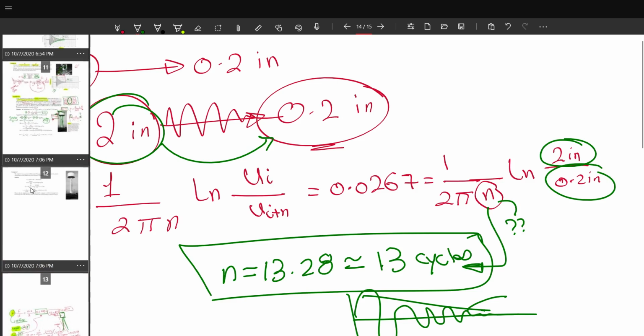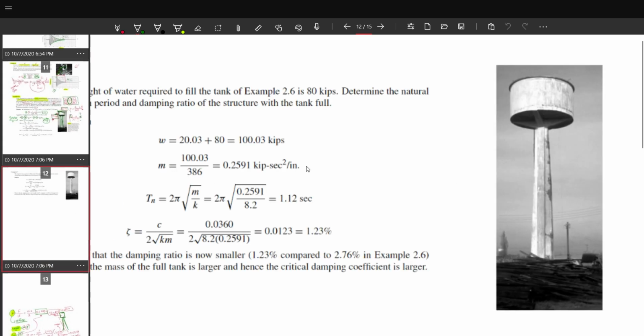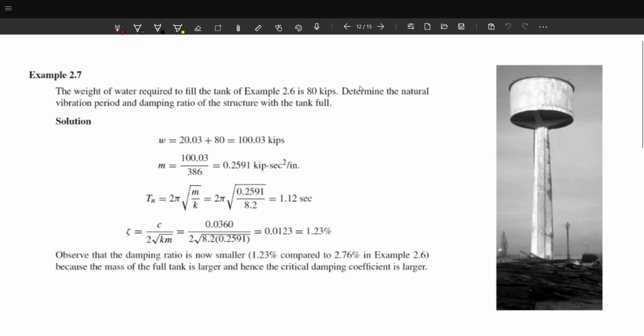Okay, now let's go to the last example for us today. We are going to talk about the example which is asking for the weight of the water required to fill the tank. In this example, our tank is 80 kips. I said before that this tank was empty, but we are going to fill it with water. The amount of water needed to fill it is 80 kips. Determine the natural vibration period and damping ratio of the structure with the tank full.